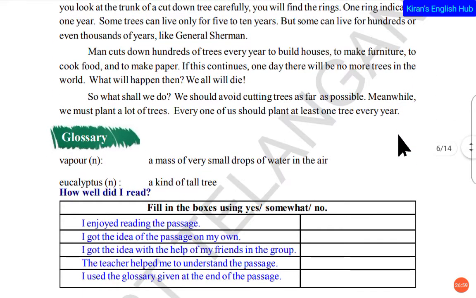Okay, next we have some glossary here. Vapor, that is a noun, a mass of very small drops of water in the air. Next we have eucalyptus, that means a kind of tall tree.